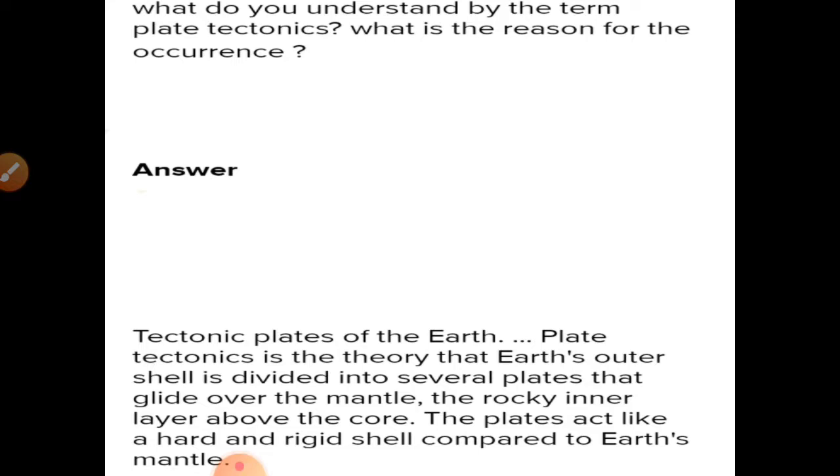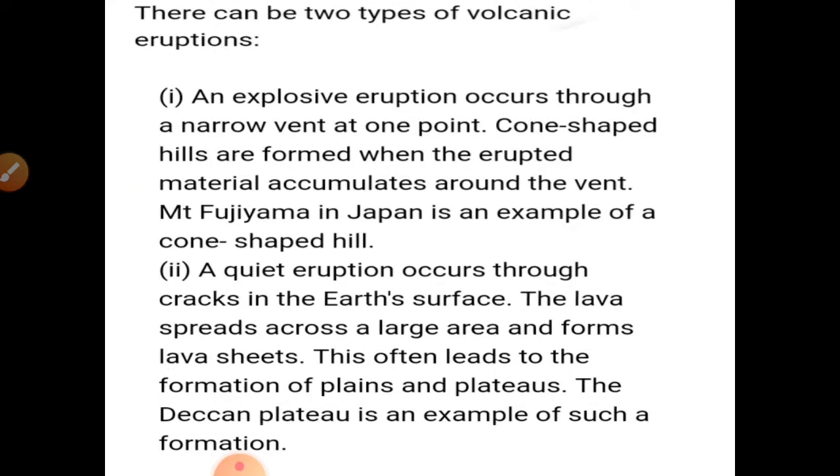Give suitable examples. So there can be two types of volcanic eruption. First one is an explosive eruption, which occurs through a narrow vent at one point. Cone shaped hills are formed when it erupts. Material accumulated around the vent. Mount Fujiyama in Japan is an example of a cone shaped hill.